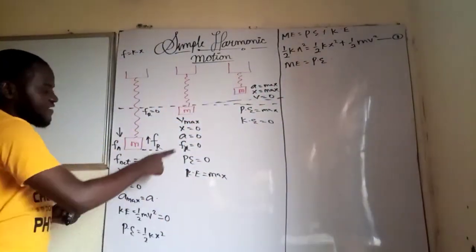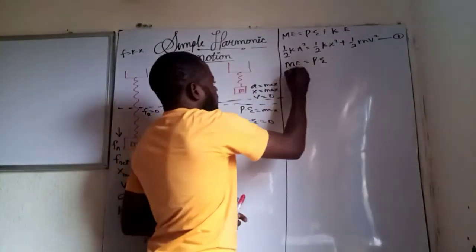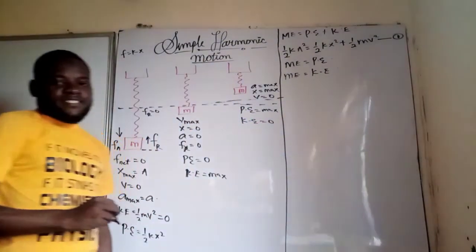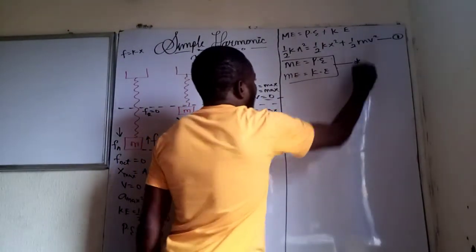Now, when v is maximum, x becomes what? 0. Hence, mechanical energy is equal to kinetic energy. So, let us note that and call this equation star.